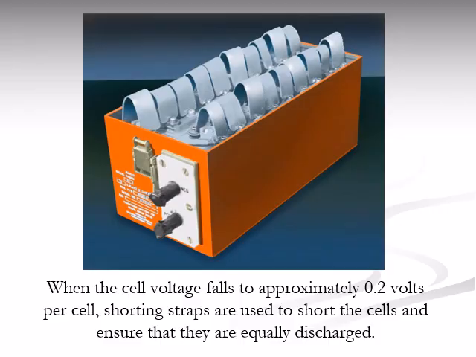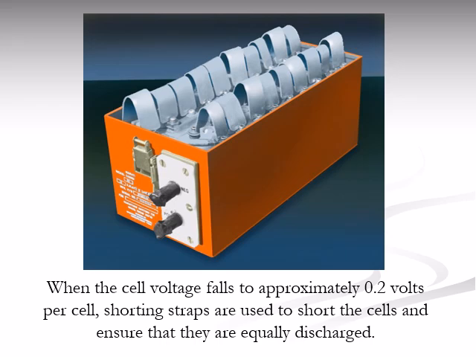This image shows a nickel-cadmium battery with shorting straps installed across the cells, a procedure used during deep discharge servicing. When the voltage of each cell drops to approximately 0.2 volts, the cells are considered nearly fully discharged. At this point, shorting straps are installed to ensure all cells discharge completely and equally.